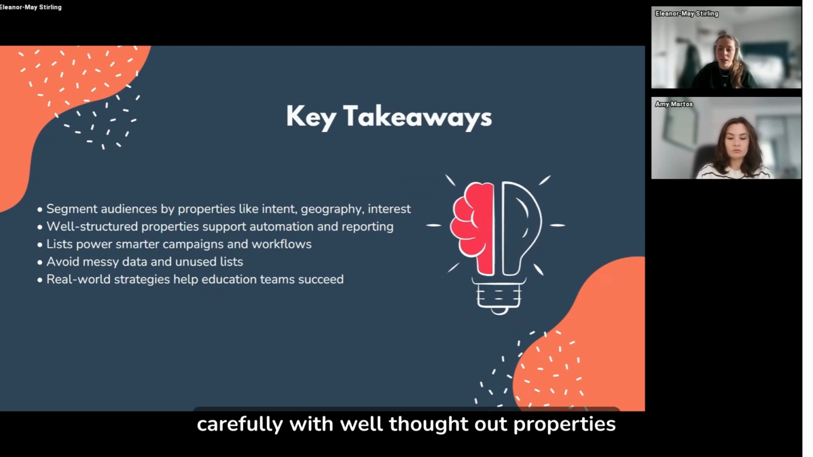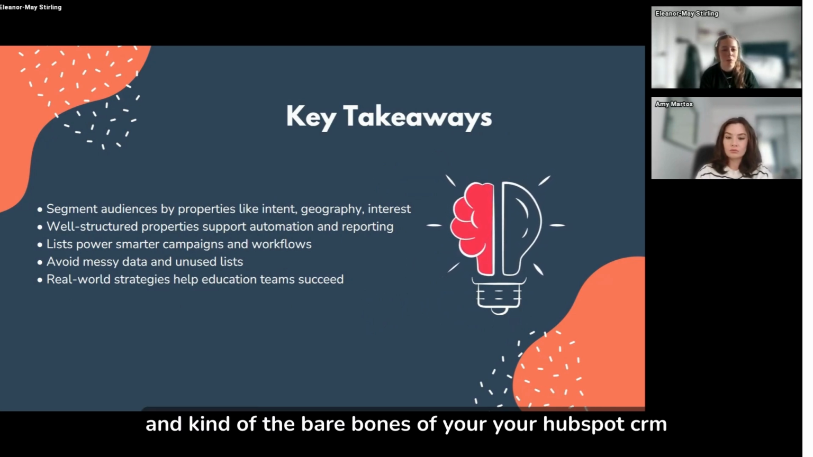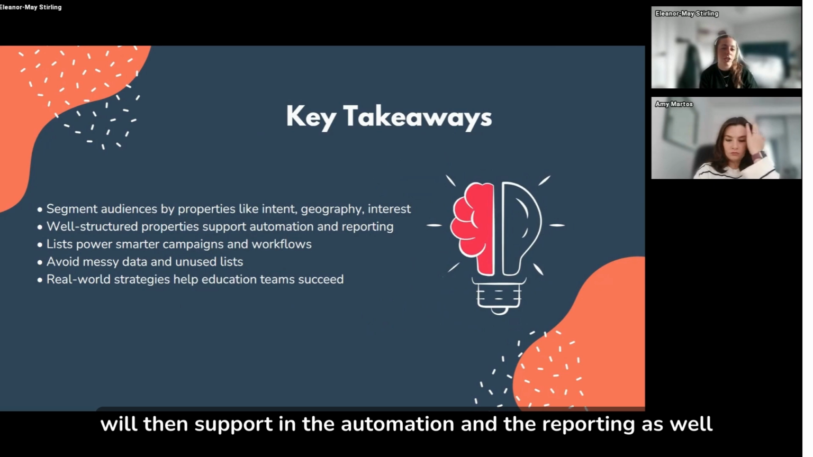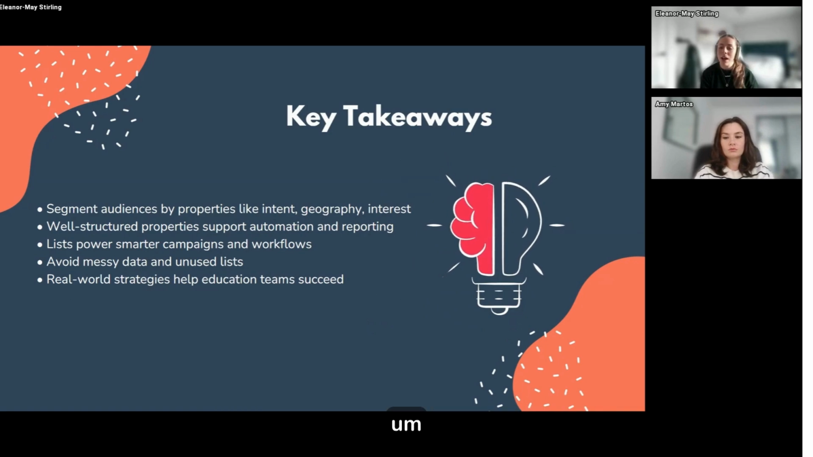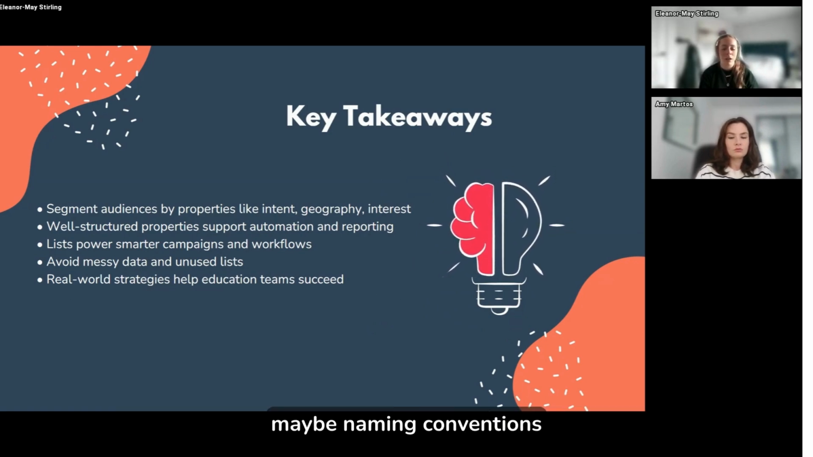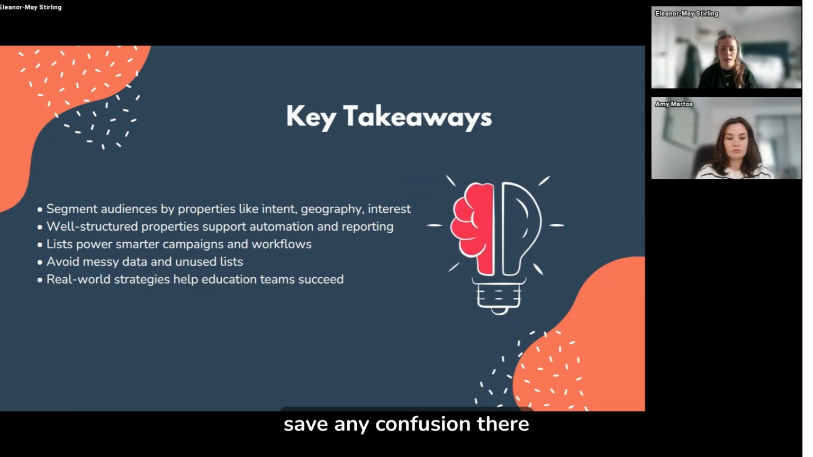Structure your data carefully with well thought out properties. I think this is the key and the bare bones of your HubSpot CRM. If you have well structured properties, it will then support in the automation and the reporting as well. So I feel like the properties part is key. I'd always make sure that your team is aligned on maybe naming conventions, grouping your properties appropriately and things like that, just to save any confusion there.